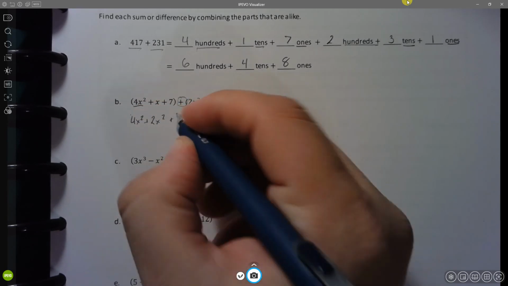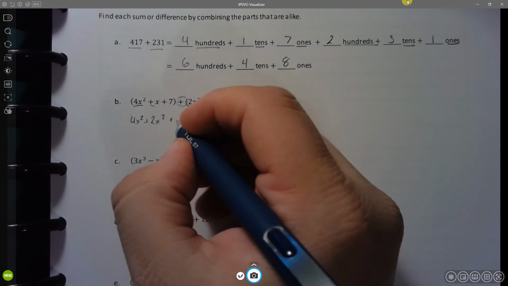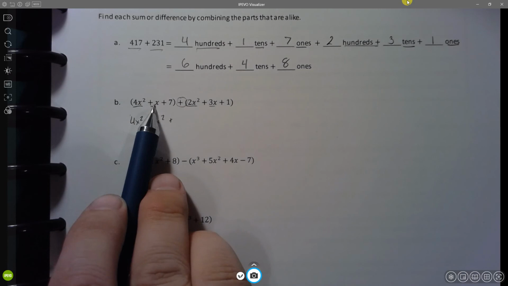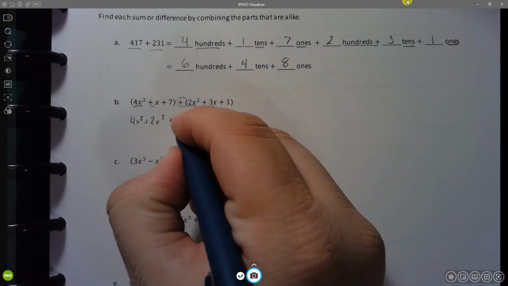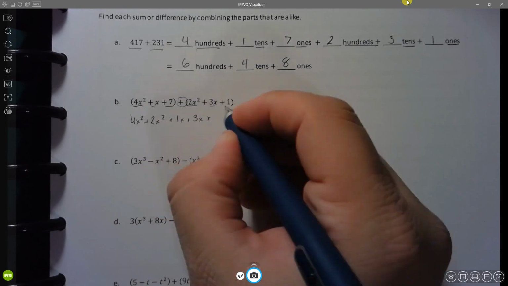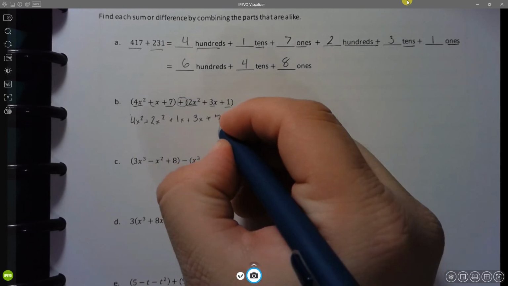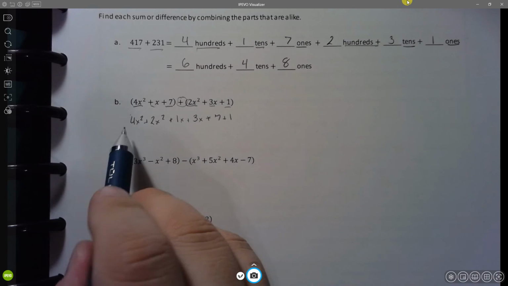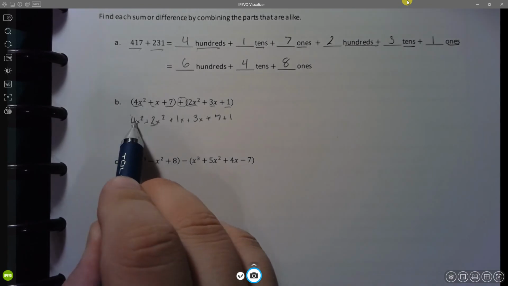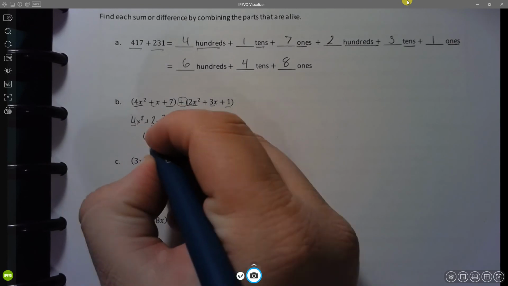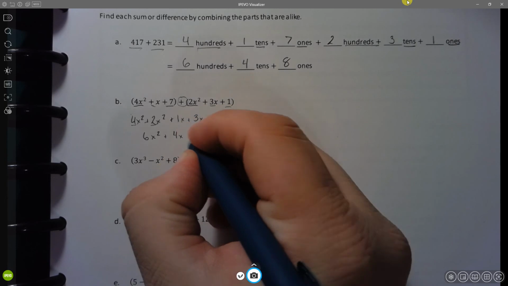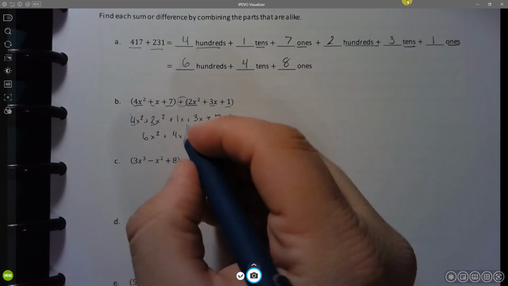Now plus, I got an x and a 3x, so I'm going to add them together. Now if you remember, in front of an x is always the understood 1. So I got 1x plus 3x plus 7 and 1, so plus 7 plus 1. Now it's time to simplify. We don't mess with the x squares. We just add the numbers in the front. So 4 plus 2 gives me 6x squared. Plus 1 plus 3 is 4, so it gives me 4x. Plus 7 plus 1 is 8.